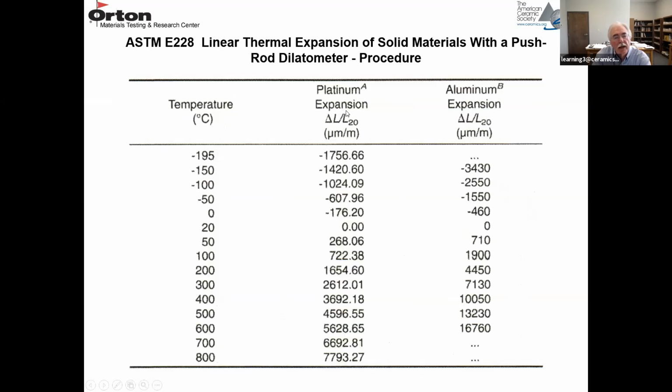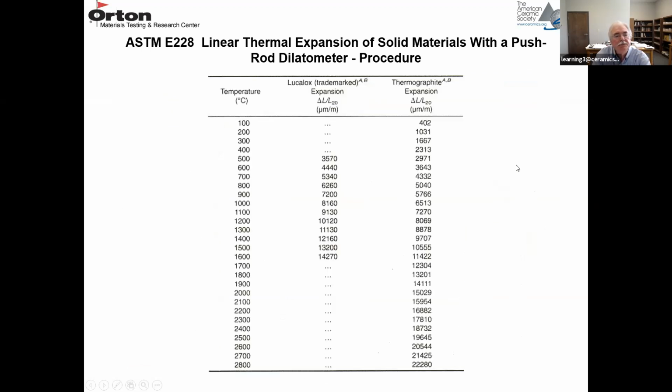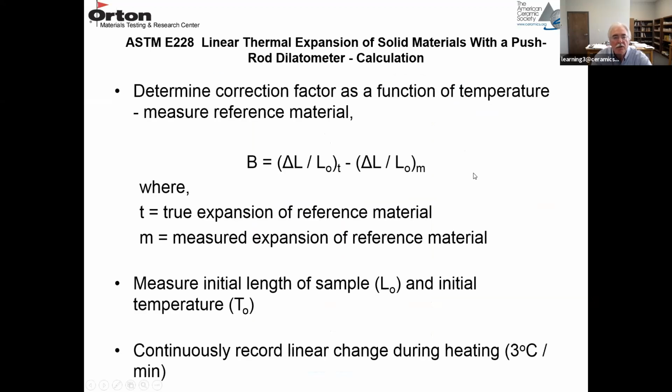Here's platinum versus temperature, aluminum versus temperature, and two other materials: Lucalox, which is a transparent alumina, transparent because it has a very fine grain size, and thermographite, which is just graphite. So those are the different types of calibration standards.